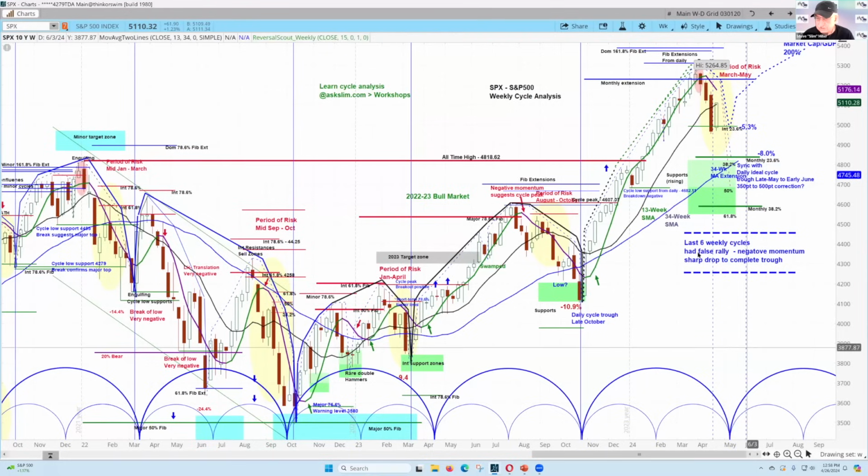Right over here, you can see the last 6 weekly cycles. And when I say that, I'm looking at the dominant cycle. So that's 1, 2, 3, 4. We're looking back at 4. There's a 5th one peeking out back over here. It had a false rally in conditions of negative momentum, and then a sharp drop to complete the trough.